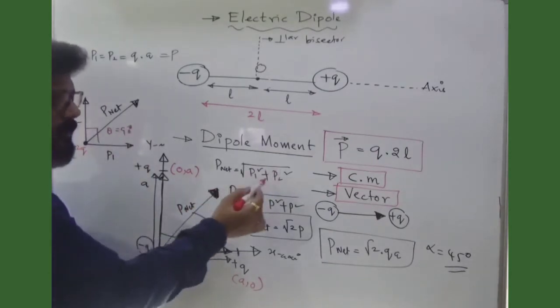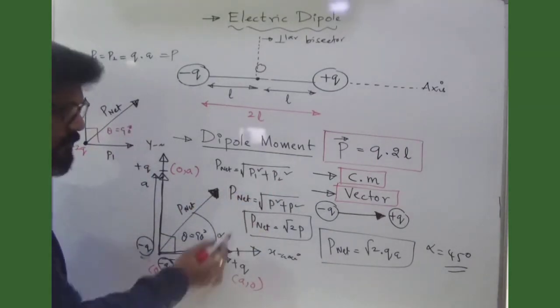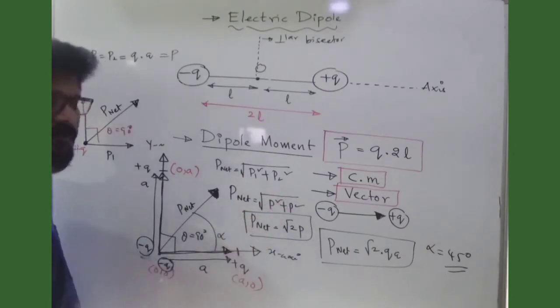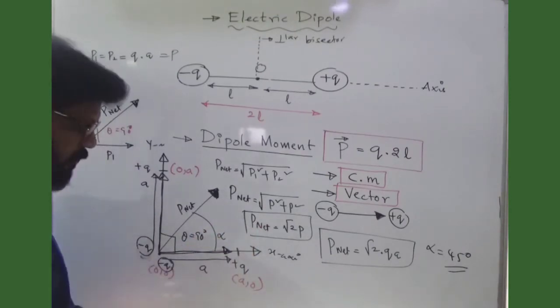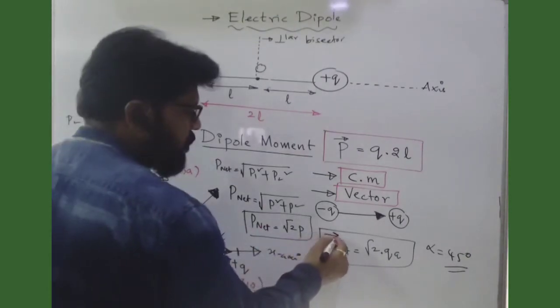Then P net can be written as under root of P1 square plus P2 square. P net is equal to under root of P square plus P square. P net is equal to root 2 into P. This is nothing but the magnitude of the resultant dipole moment.